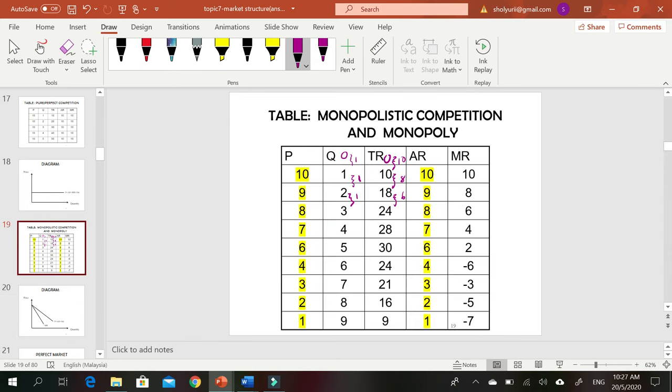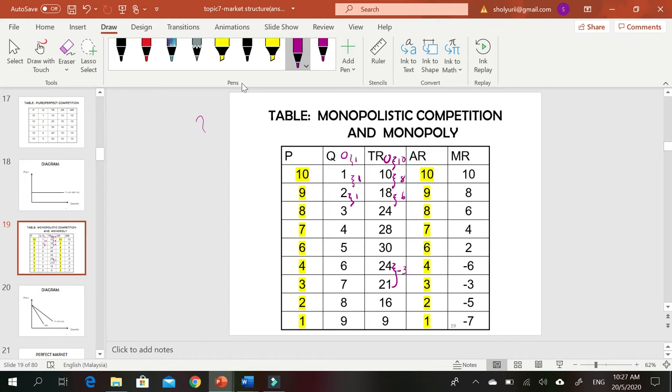Kenapa negatif, saya kata? In terms of the, apa? Here, 21 tolak 24. Nombor kecil tolak nombor besar. Of course, ada negatif.